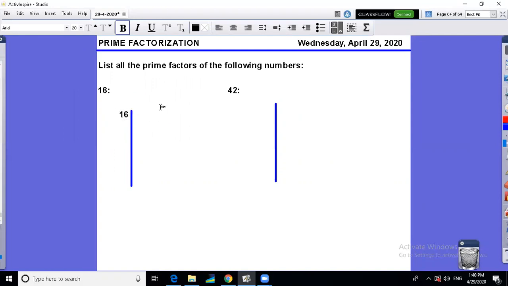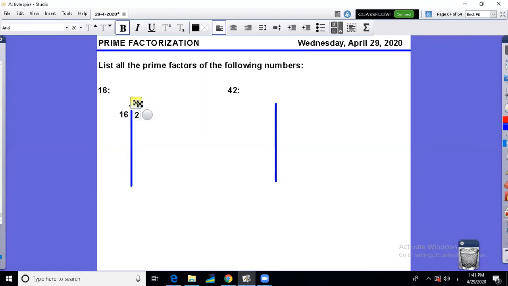Okay. And then we have here a division sign. So to prime factorize, we divide. Okay, but we divide only by prime numbers. We divide only by prime numbers. Okay, so here 16. To divide 16 by a prime number, you're gonna find that we have two.